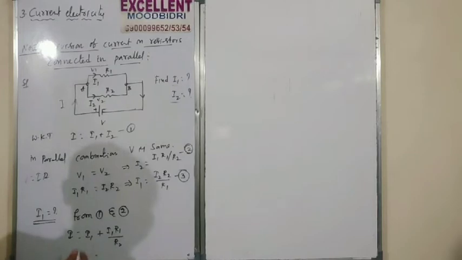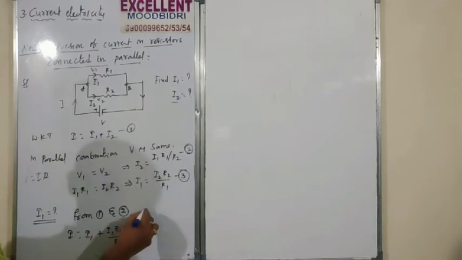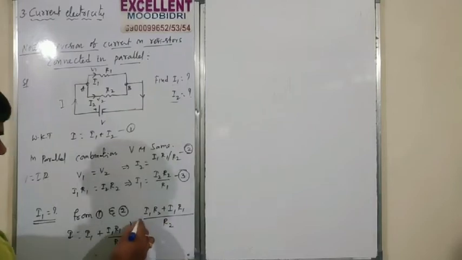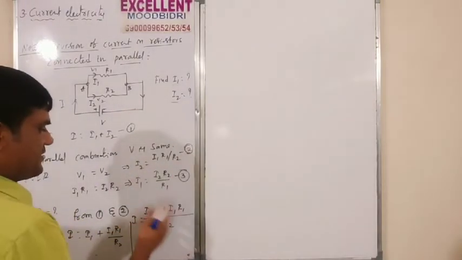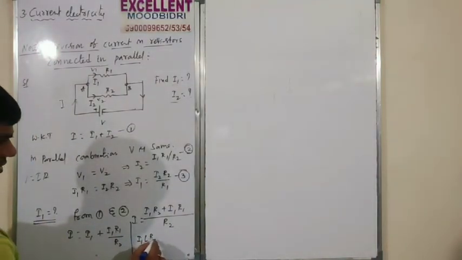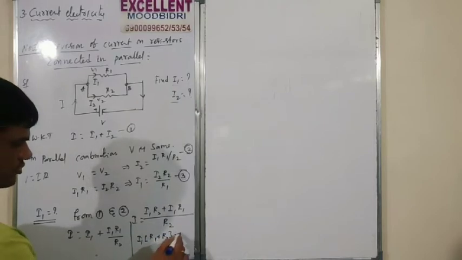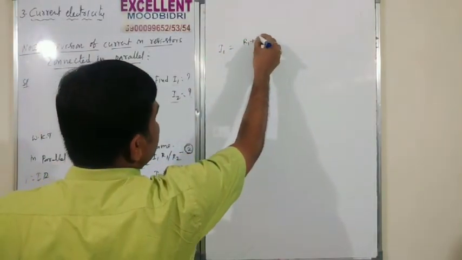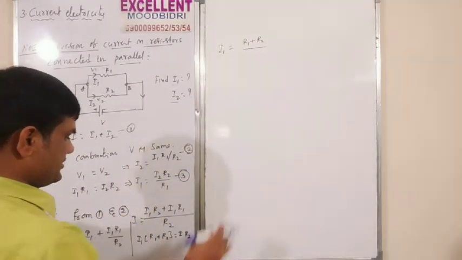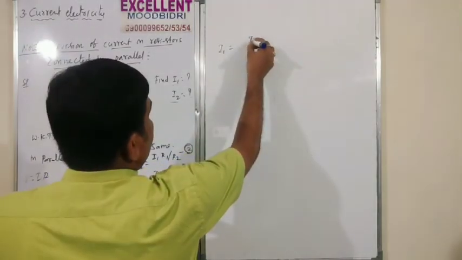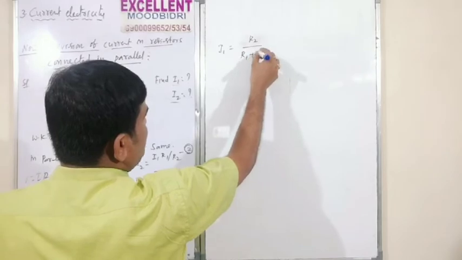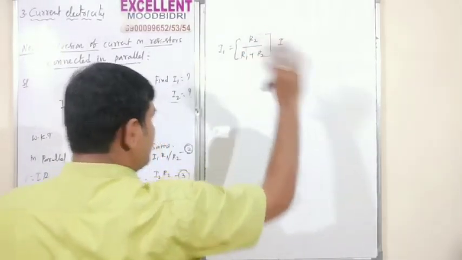Alright. So now you can do the calculation here. How much will come? Do cross multiplication. So I1 R2 plus I1 R1, divided by R2, is equal to I. So now I want I1. Take I1 common. Therefore, I1 into R1 plus R2 is equal to I into R2. Correct? Then I1 is equal to R2 divided by R1 plus R2, into I. That is the formula.